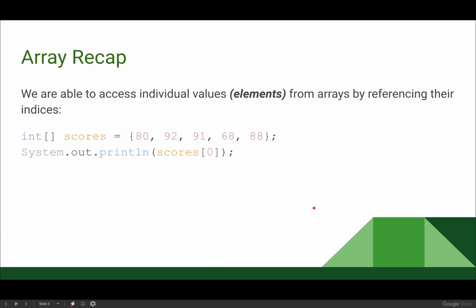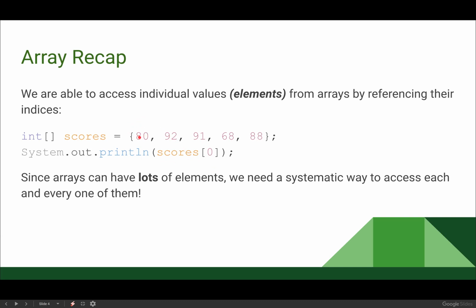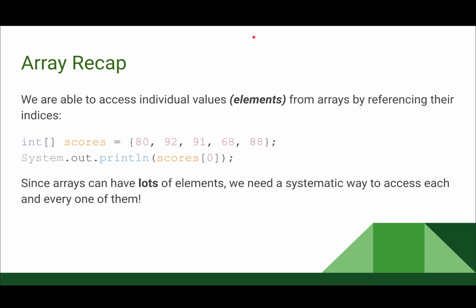We are able to access individual values, also known as elements, out of an array by referencing their indices. So if I have my int array called scores, and it has these 5 values in it, if I print scores at index 0, we're going to get 80. Since arrays can have lots and lots of elements, we need to have a systematic way to access every single one, because it's not very efficient to write scores 0, then scores 1, then scores 2, etc. We need a better way to accomplish this.